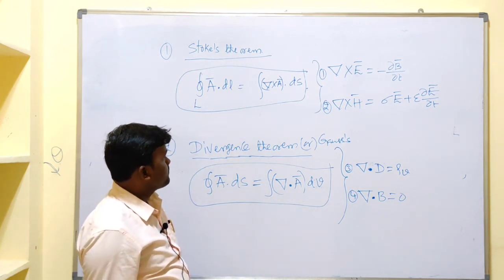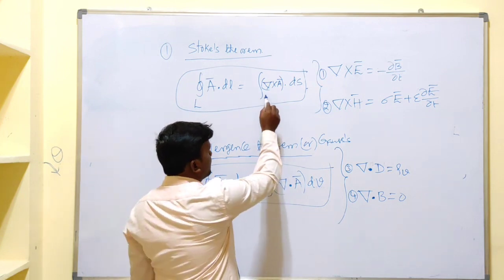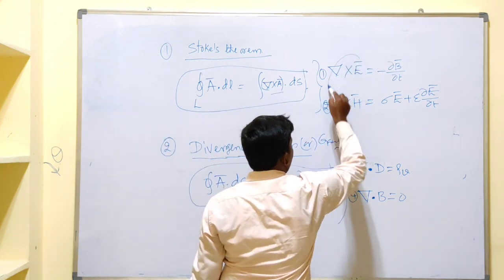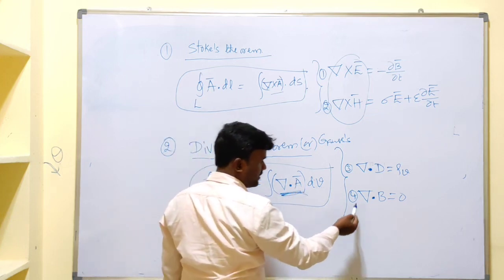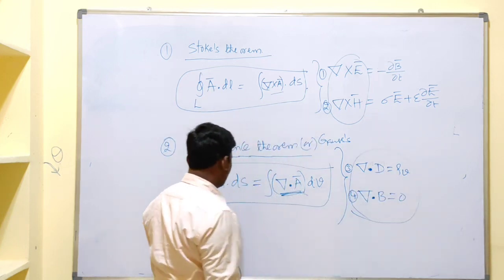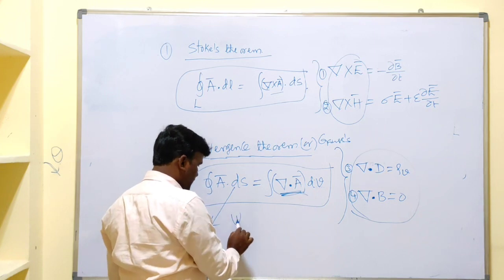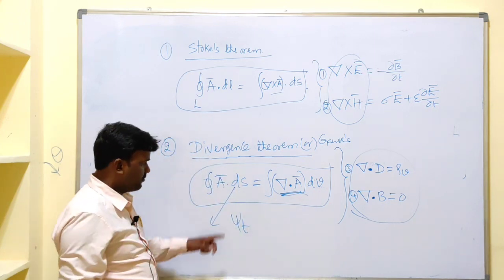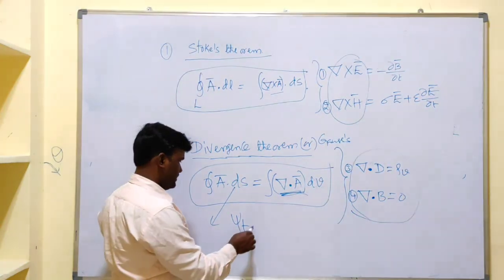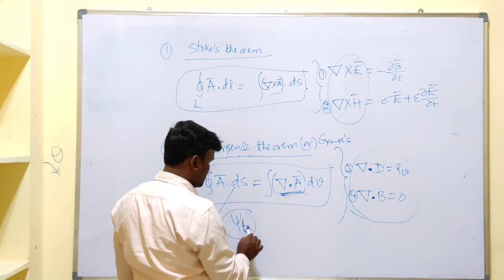Okay. Here you can observe that del cross, here curl of E, curl of H, and here you have divergence of vector A. Basically this one indicates the net outward flux of a vector A from the closed surface. Okay, this is psi t.